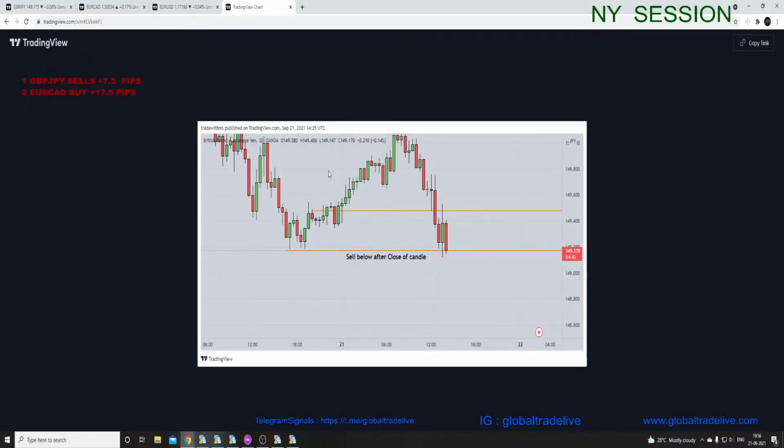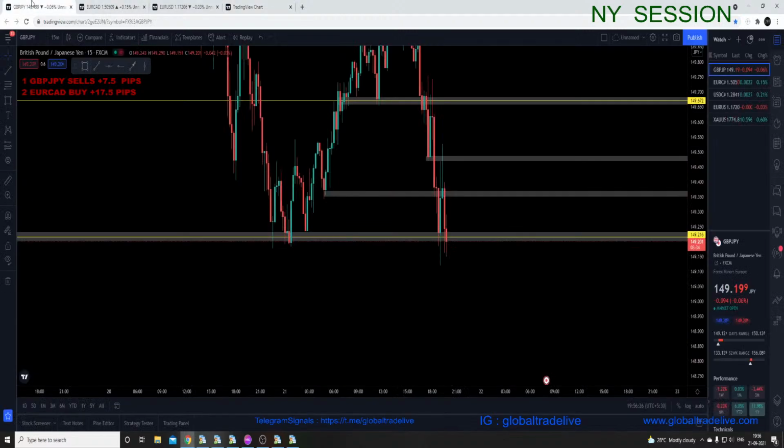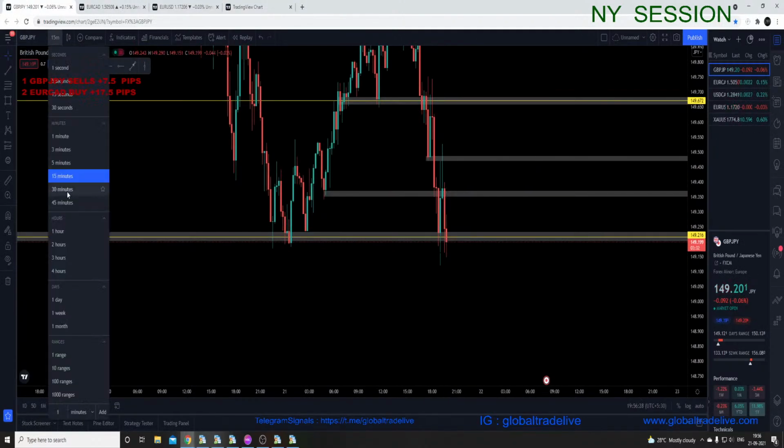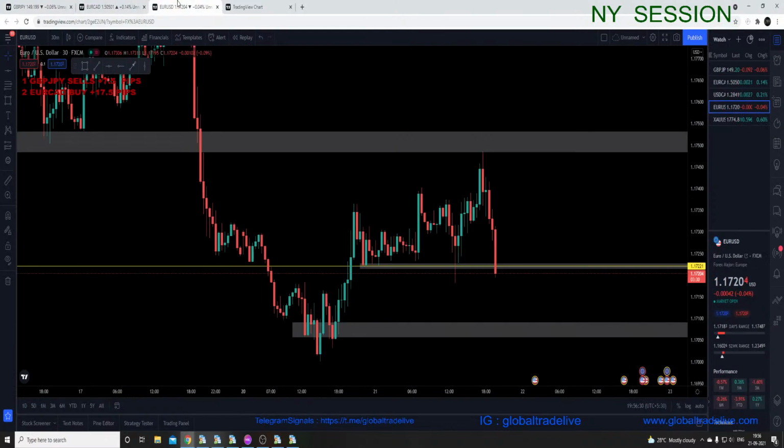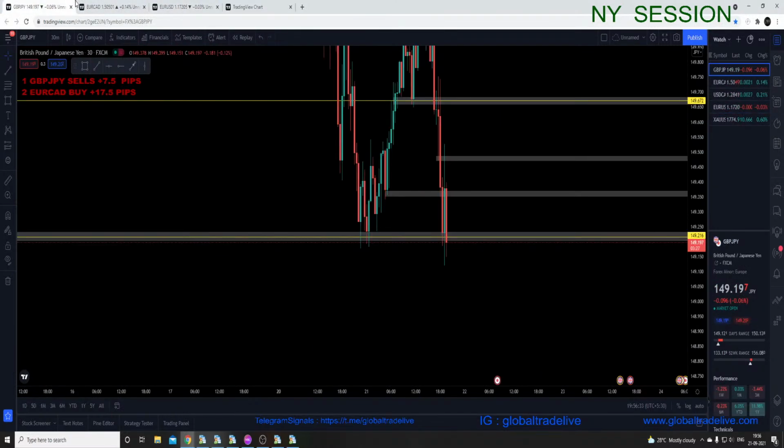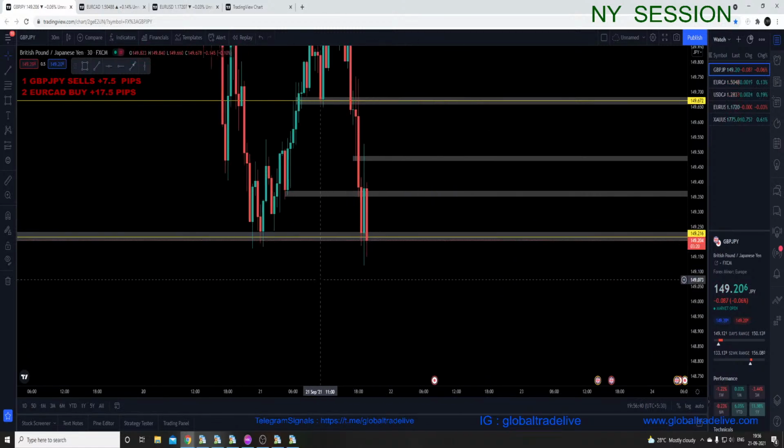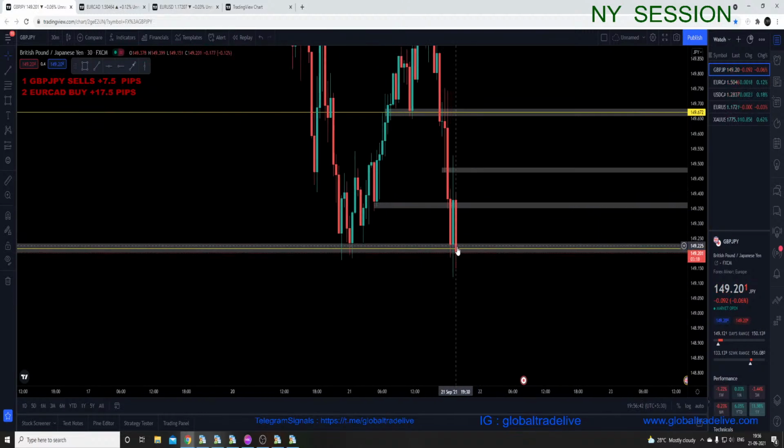So this is GBP/JPY. You are planning to sell after the close of the current 30-minute candle. Let's have a look. Okay, if it closes below this, yeah, that's the same thing I'm also looking for, because once this candle closes below the 149.216 level, the next candle will wick up and break the low.